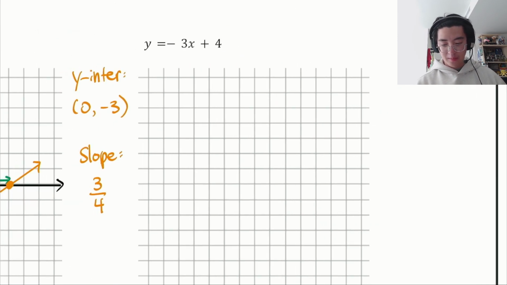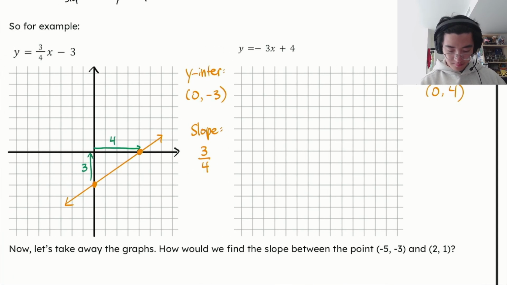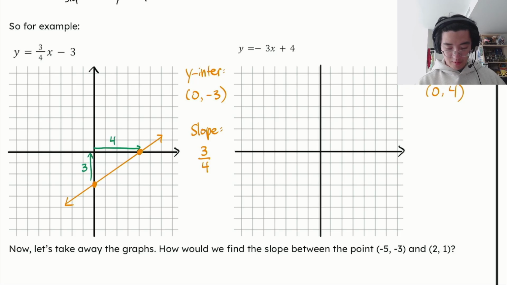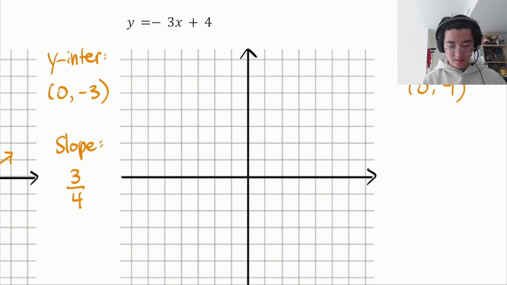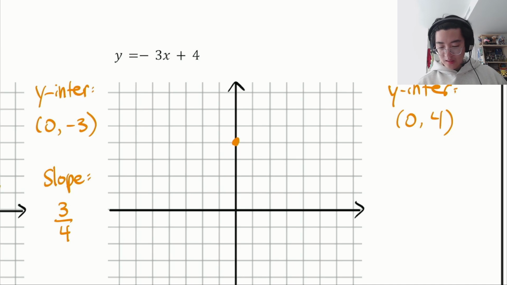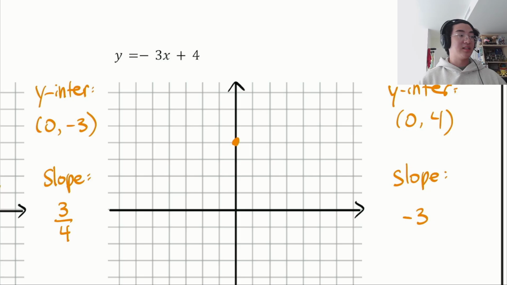Let's try another example. Y-intercept. In this case, once again, very easy. Just find the constant. So 0, 4. So once again, we drop our grid lines, 0, 4, right there. Okay, slope. We can see here the slope is -3.